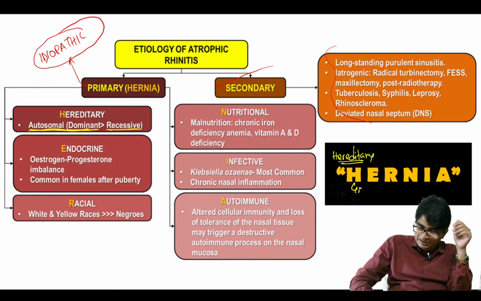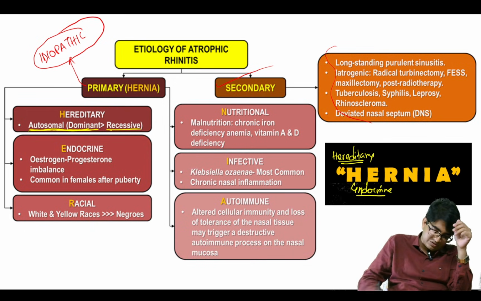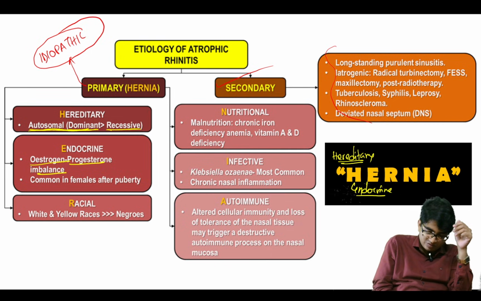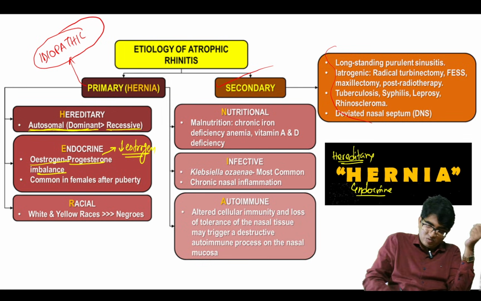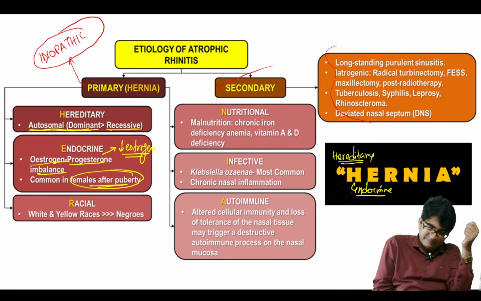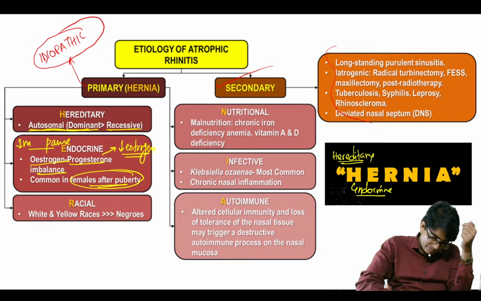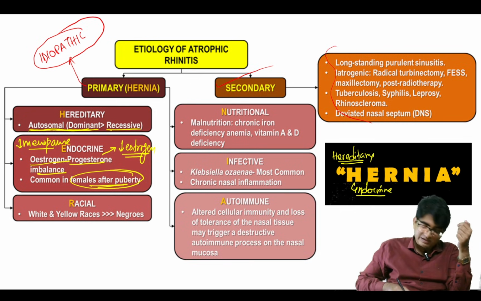Second cause, E, that is the endocrine cause. The most common cause is estrogen-progesterone imbalance, and most commonly the estrogen level is decreased. So a decreased estrogen level predisposes to atrophic rhinitis. It is more common in females after puberty, and it should decrease after menopause, correct? Okay, now coming to the next point, R.